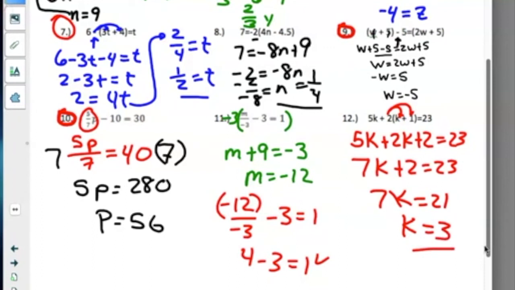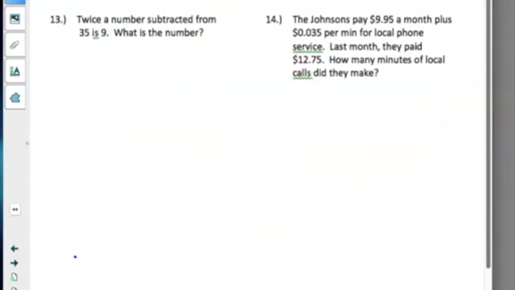Now, we got 2 problems left, my word problems. I know I alluded to them earlier, but I want you to think about this. Twice a number subtracted from 35 is 9. If I have twice as much money as you have, and you have $10, how much do I have? Everybody's screaming 20. By the way, you're talking to a video, it can't hear you.